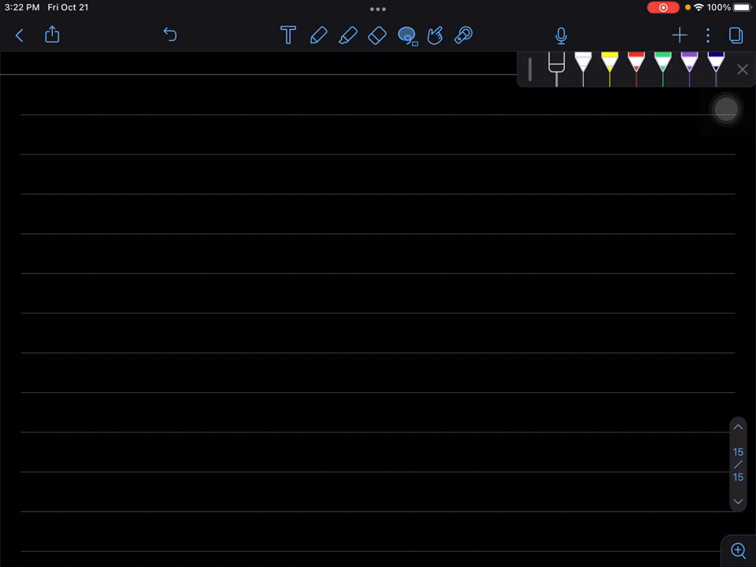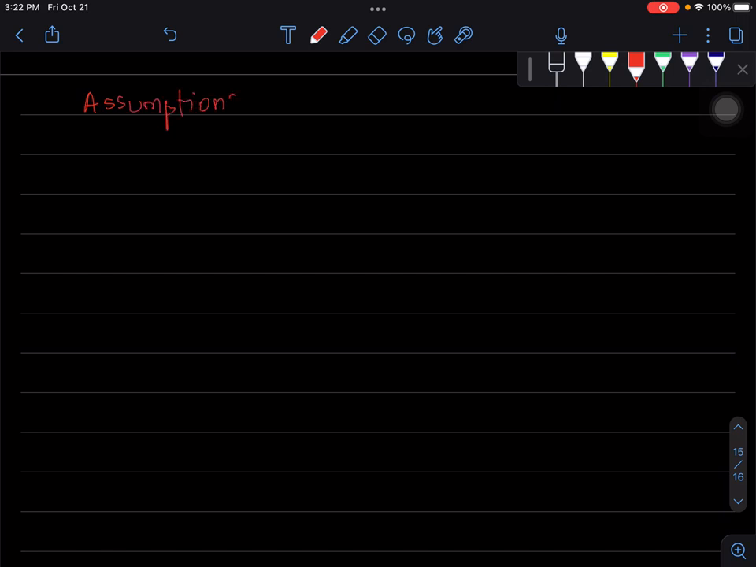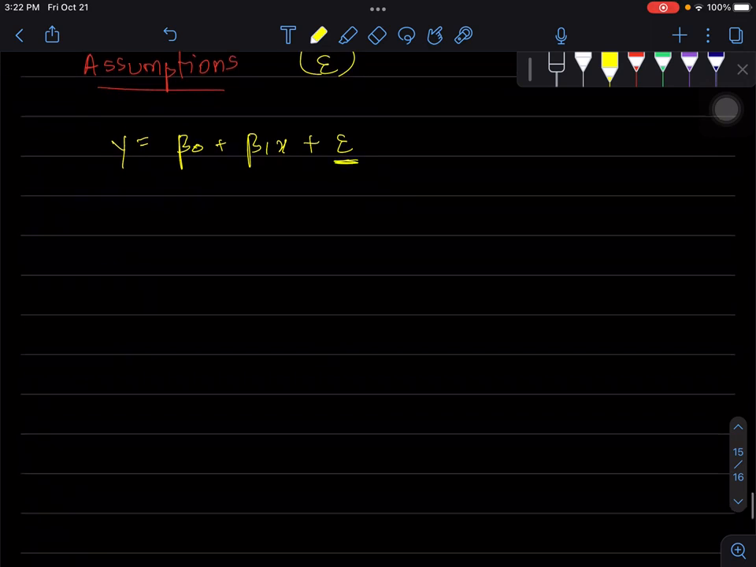So now we're going to talk about assumptions that we have when we are doing the simple linear regression. The assumptions are predominantly about the error term. If we write down the model, it is this, and this is the term about which we have assumptions mainly.